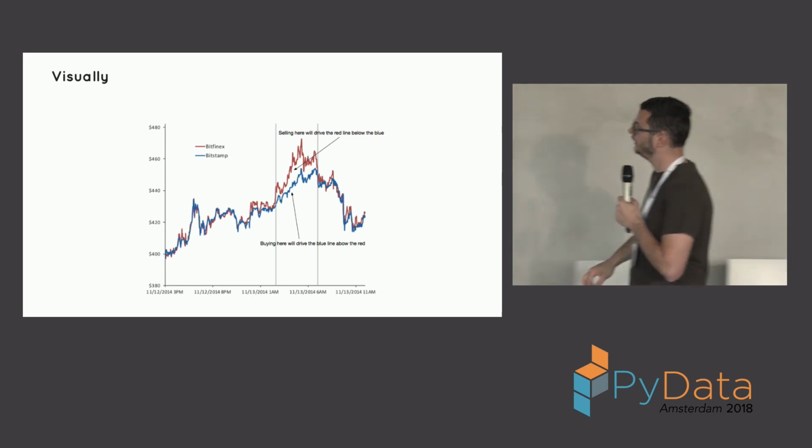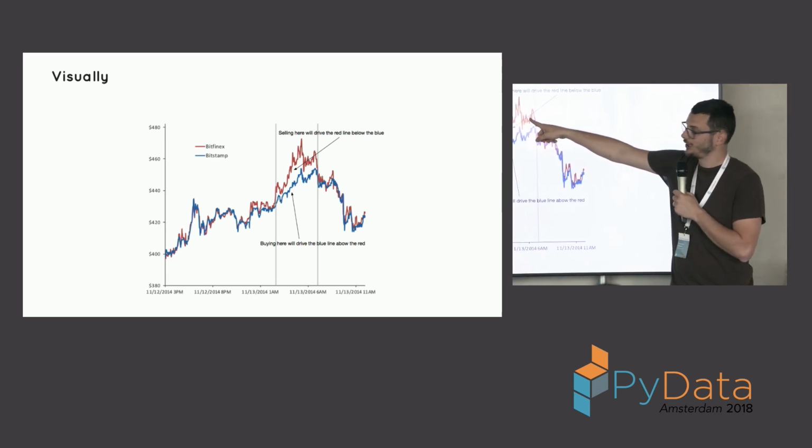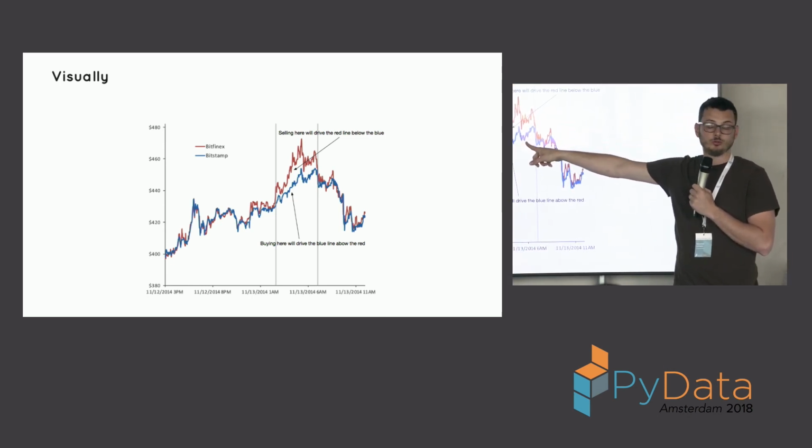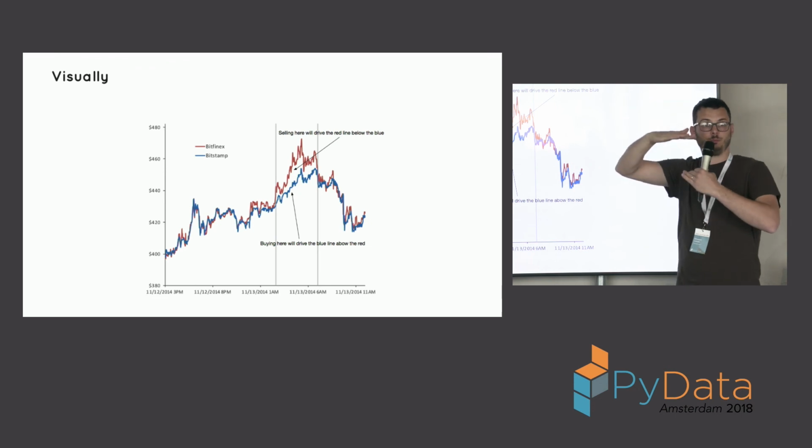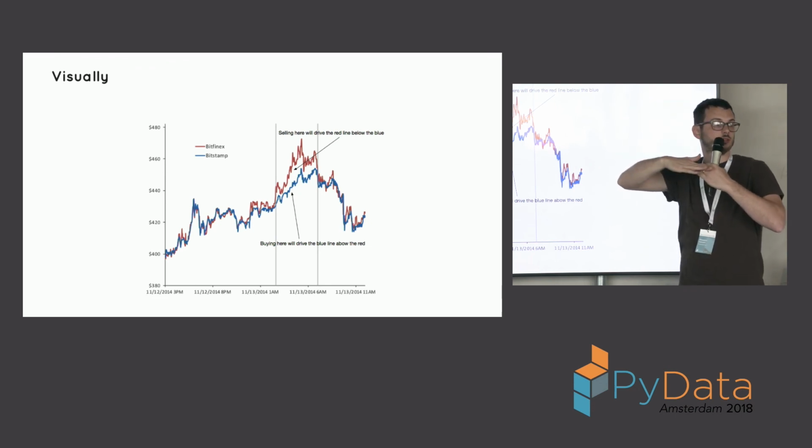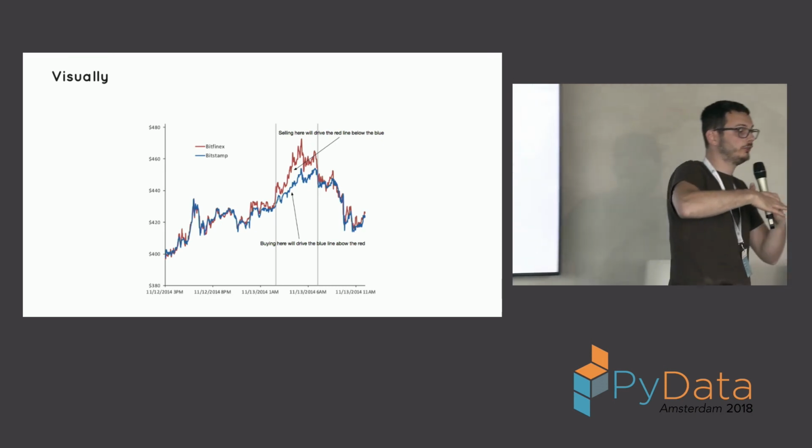Basically, here we want to sell to the red guy, and we want to buy from the blue guy because it's expensive, but buying here and selling here will push the arbitrage to close. We'll close the arbitrage. So if you do this, you need to buy very slowly.